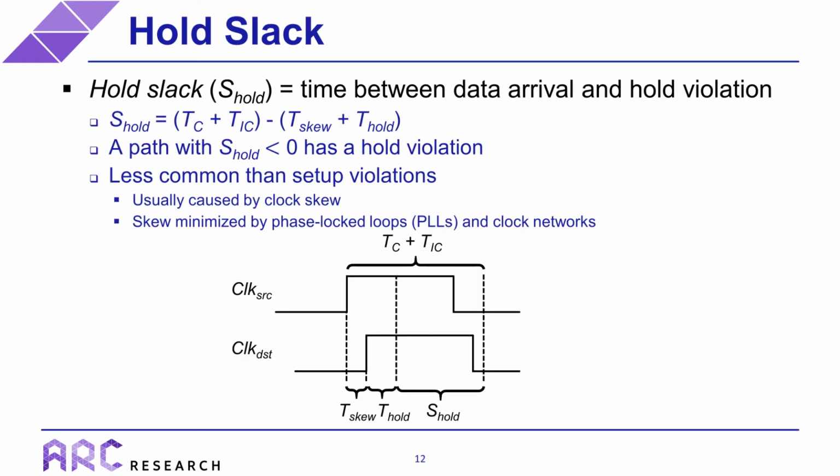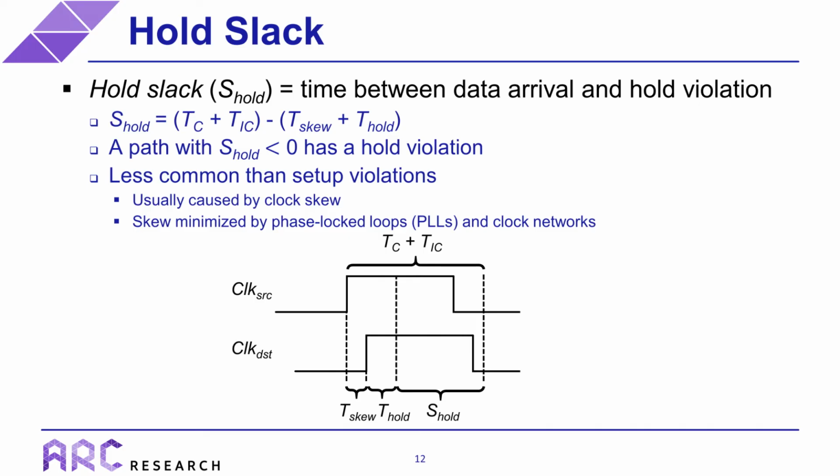Just like we had a setup slack, we also have a hold slack concept, which is defined similarly. The hold slack is the time between the arrival of data at the destination flip-flop and the hold violation time for that flip-flop. Mathematically, this is equal to the delay between flip-flops minus the sum of the clock skew and hold time. So, like the setup slack, a negative hold slack corresponds to a hold violation.